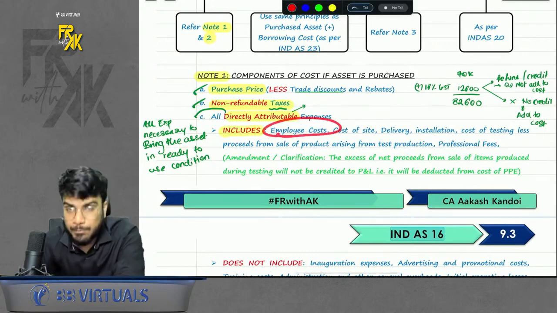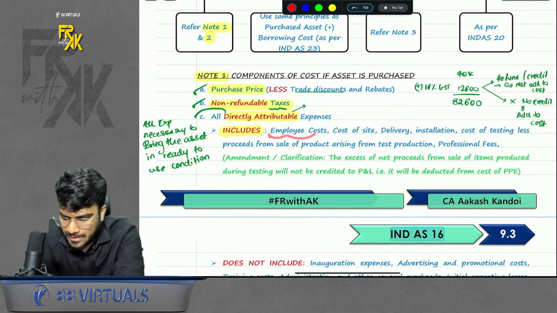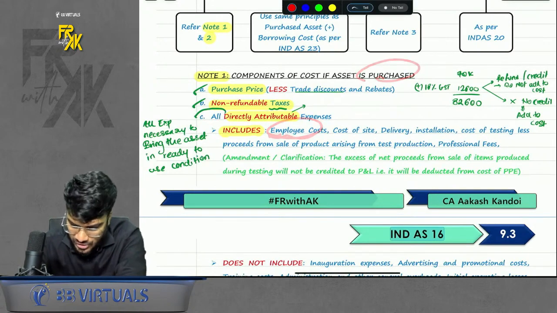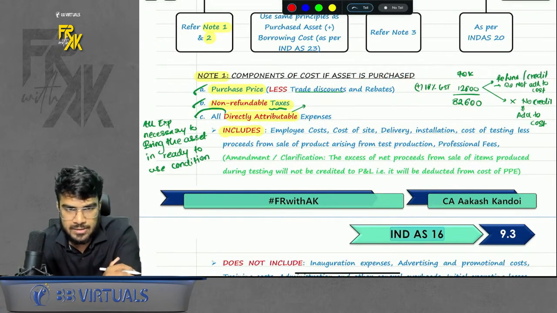So one comes as employee cost. So what is the meaning of employee cost? Ideally, this is not relevant when you purchase an asset. It is relevant when you self-construct an asset. So all the employees which are involved in the construction, the salary or wages given to them will form part of the cost of the asset.